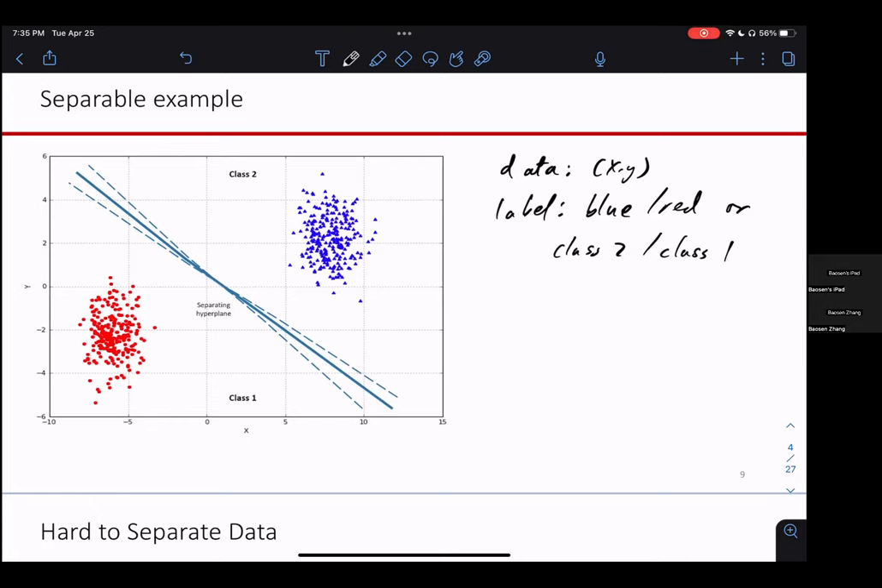Sure. Yeah. What is, because you wanted to match the data. Right. So that's a good question. Right? So here I'm showing you this is called a separable class, because there's a clear way to separate these two classes.